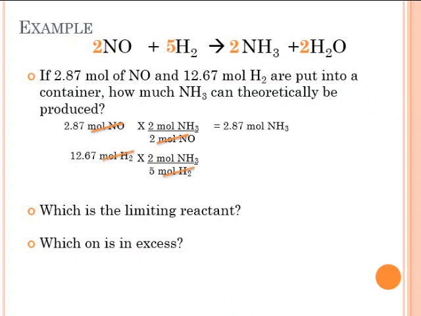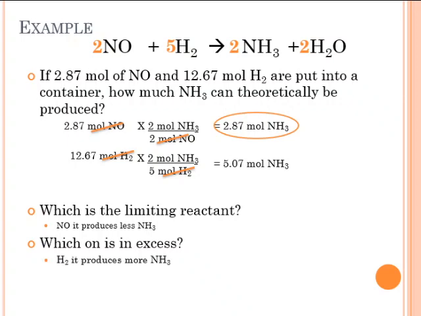The moles of hydrogen here will cancel out. Go ahead and divide by what's on bottom, multiply what's on top. You will get 5.7 moles of ammonia. Now we have to look, what is my limiting reagent? What makes the least amount of product? Well, it's going to be right there. 2.87 is less than 5.07. So my limiting reagent will be, if we look back, nitrogen oxide. And our excess will be hydrogen.